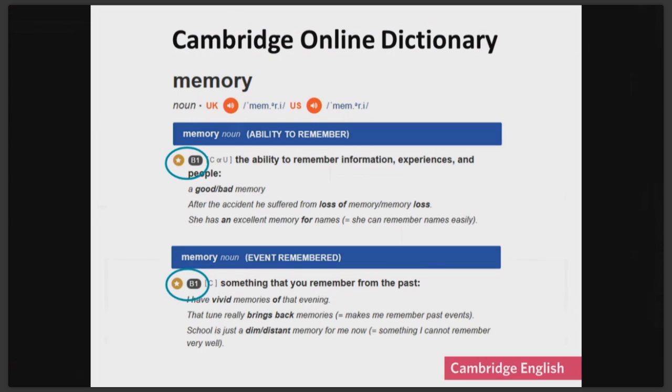The word memory is interesting because it has more than one meaning. Firstly, it means the ability to remember. For example, I have a good memory, so I can learn words quickly. But it also has another related meaning, which is slightly different. It also means something which you remember from the past. For example, looking at old photographs can bring back a lot of memories. As you can see from the dictionary page, both of these meanings of the word are at B1 level.